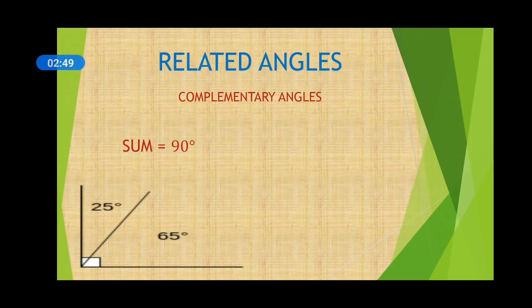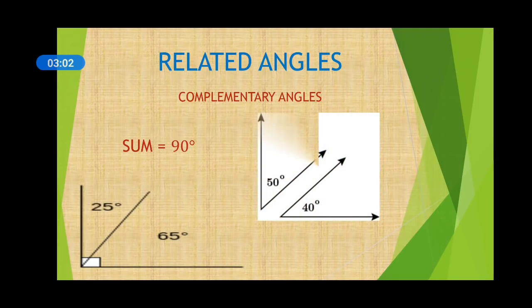Now look at the first figure. Here the two angles are 25 degrees and 65 degrees. If you find their sum, it is 90 degrees. So they are called complementary angles. Look at the second figure. Here also the angles are 50 and 40. So their sum is 90. Hence they are complementary angles.